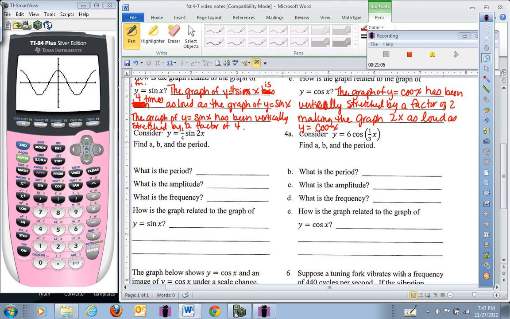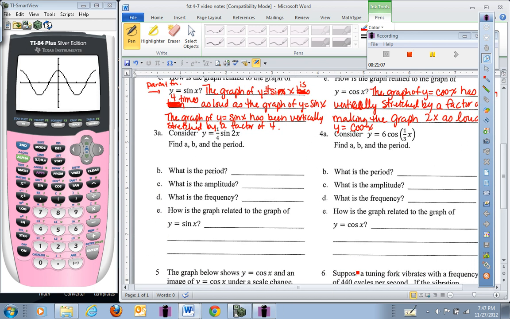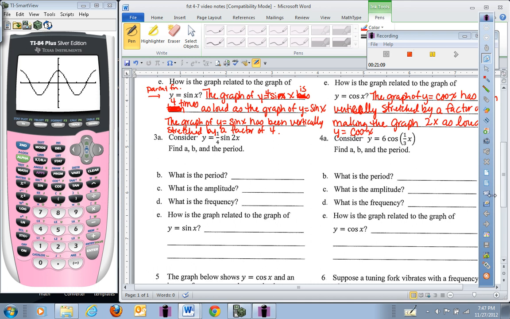Okay. Well, let's try number 3. Now number 3 looks different. If you match this up to y equals b times the sine of x over a, this will wind up being y equals 1/4 sine. Multiplying by 2 is like dividing by what? 1/2, isn't it? So a is going to be 1/2 and b is going to be 1/4, isn't it?